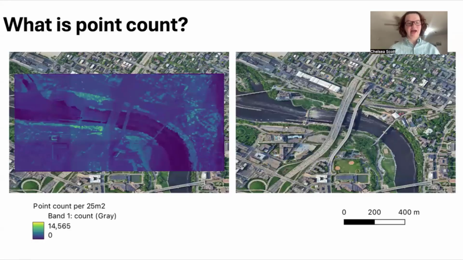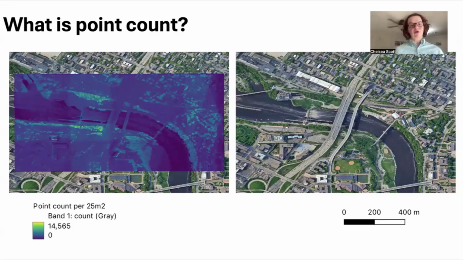So here we are looking at the Mississippi River in Minneapolis. And on the left is showing the point count per 25 square meters. So this is the density of the LiDAR data, essentially how many returns we have of the LiDAR data per 25 square meters. And it's plotted on this blue to yellow color scale. The dark blue indicates no returns, and the yellow indicates roughly 14,500 returns, again, per 25 square meters.